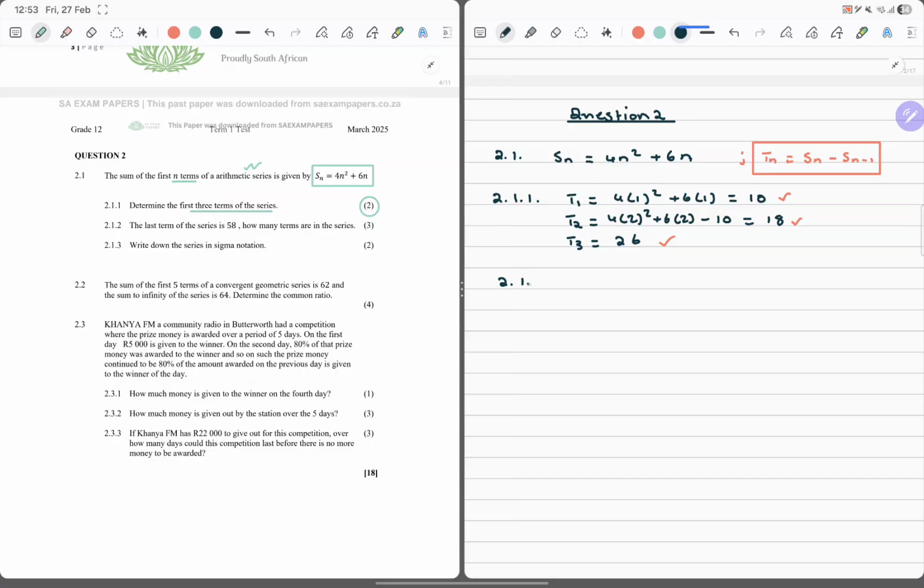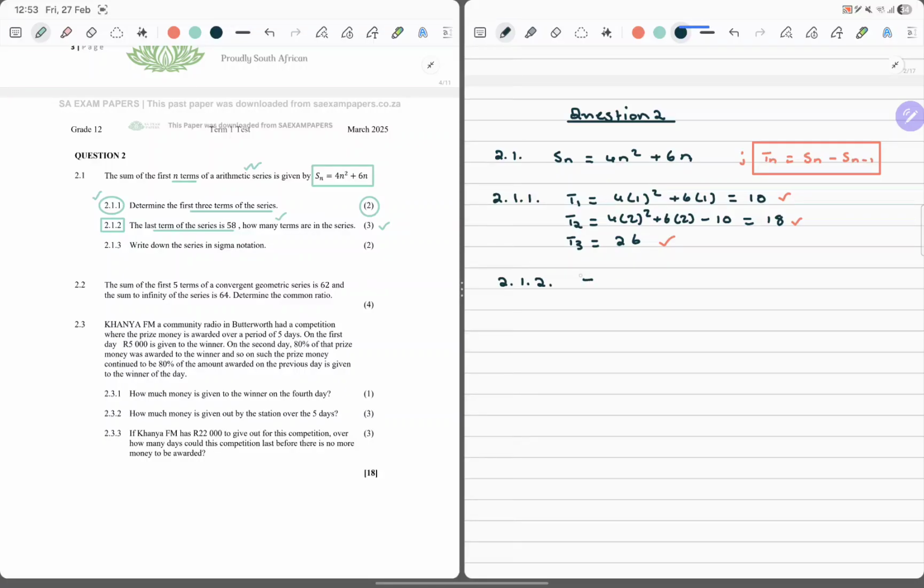So we've got 2.1.2. Now we need to, well, we are told that the last term is 58. So we want to know how many terms. Again, this question, guys, perhaps is valid. But this question for me is a grade 11 question, grade 10 question. It should not be asked in grade 12. And imagine 3 marks for such an easy question.